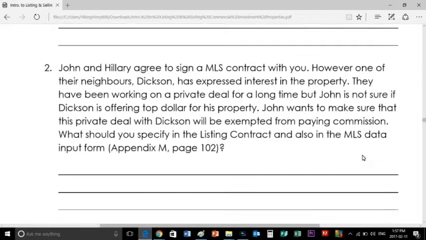2. John and Hillary agree to sign an MLS contract with you. However, one of their neighbors, Dixon, has expressed interest in the property. They have been working on a private deal for a long time, but John is not sure if Dixon is offering top dollar for his property. John wants to make sure that this private deal with Dixon will be exempted from paying commission. What should you specify in the listing contract and also in the MLS data input form, Appendix M, page 102?